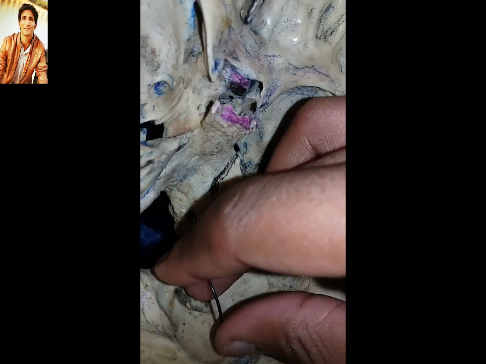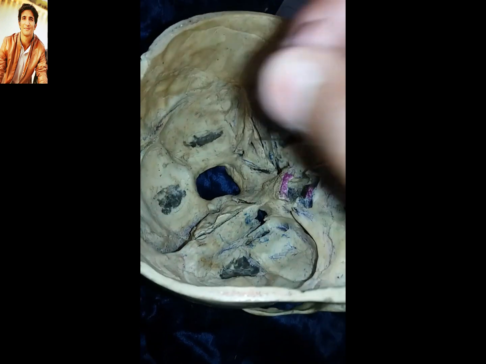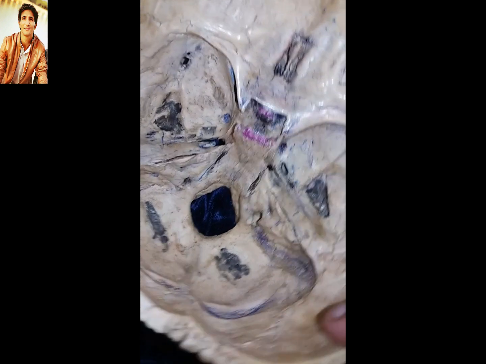So if I do this, it will open like this, superior to the occipital condyle. So this is the hypoglossal canal, through which the hypoglossal nerve passes laterally.